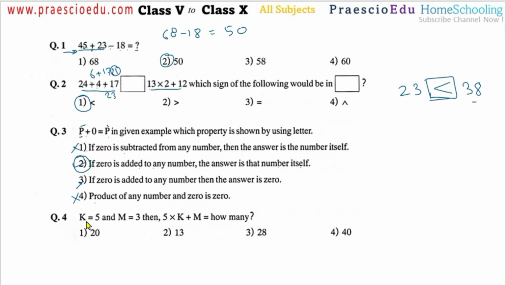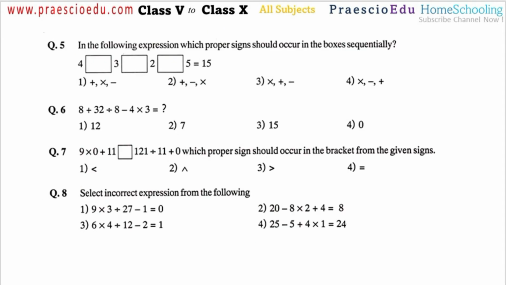Now question number 4: k is equal to 5, m is equal to 3, then 5 multiplied by this k value is 5. So we will put the k's value and then plus 3. Here there is multiplication and here addition, so which one do we have to solve first? We have to solve the multiplication first. 5 fives are 25, then plus 3, so 25 plus 3 means 28, and this is given in option number 3.